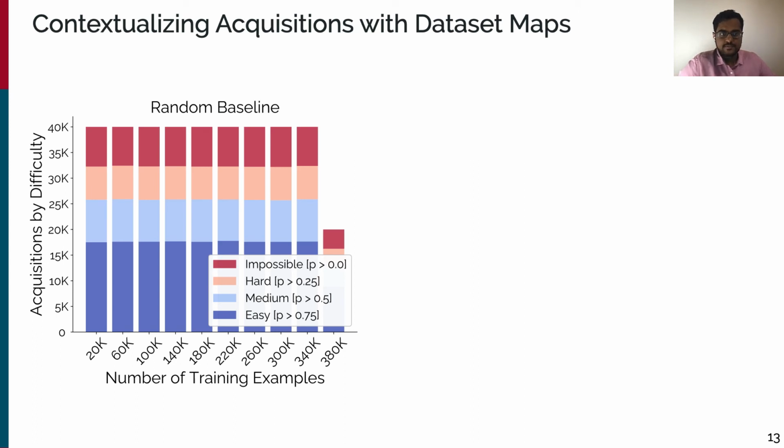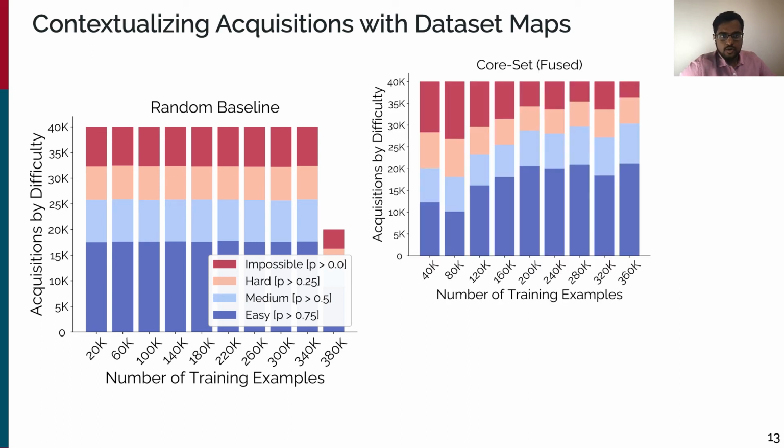Given these maps as a backdrop, it becomes really easy to get a picture of what active learning is doing. Coloring each acquisition over time by its position on the dataset map, we see that the random baseline returns examples proportional to their presence in the map, as we expect. But looking at active learning strategies, we see something else. Core set starts picking the medium-hard examples, then proceeds to pick the harder examples until it rebalances towards the end.